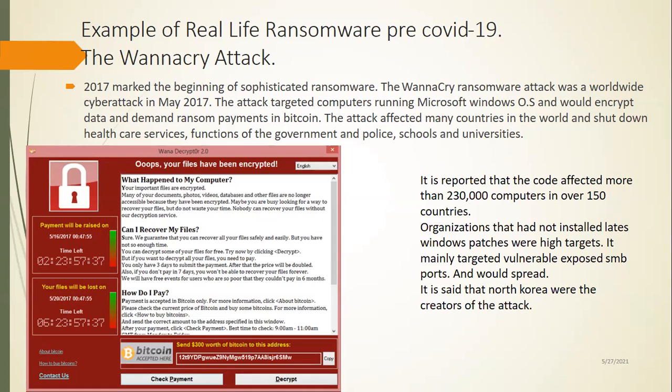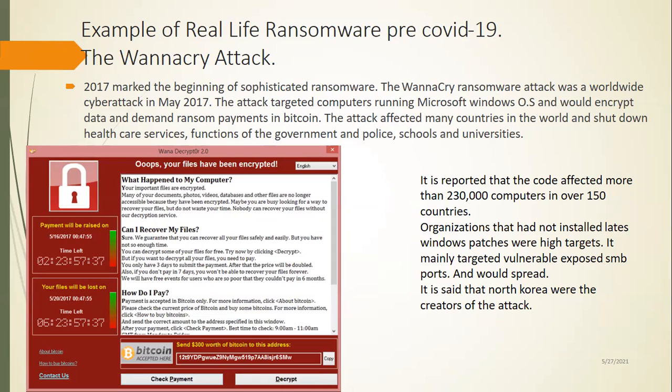The WannaCry was a very sophisticated ransomware. The ransomware attack was a worldwide cyber attack in 2017. The attack targeted computers running Microsoft Windows OS and would encrypt data and demand ransom payments in Bitcoin. The attack affected many countries in the world and shut down healthcare services, functions of the government, police, schools, and universities.